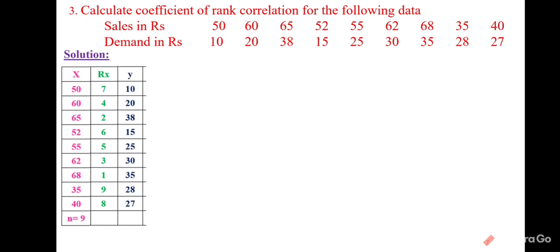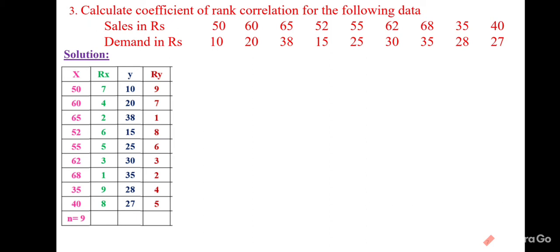The y values are 10, 20, 38, 15, 25, 30, 35, 28, 37. Here the highest y value, 38, is rank 1, 35 is 2, 30 is 3, 28 is 4, 27 is 5, 25 is 6, 20 is 7, 15 is 8, 10 is 9. So we found the rank X and rank Y columns.